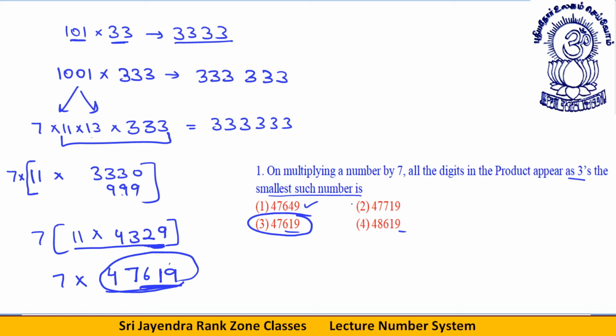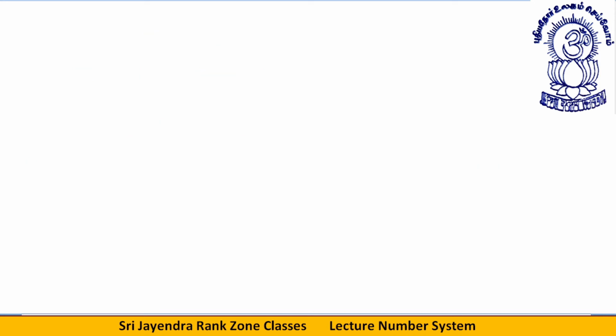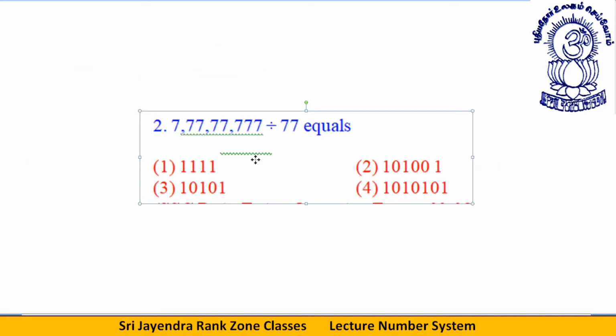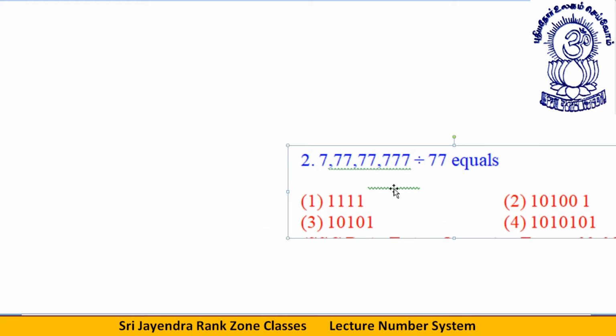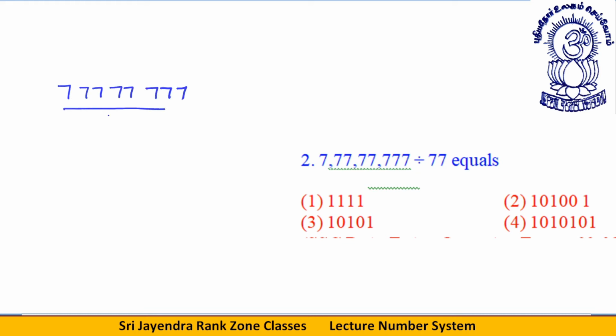Let's take the next question. This is also a very beautiful conceptual question. 7777777777 divided by 77. This will give you what? Look, we have this number divided by 77. I can say this is a pair of 77, one more pair, one more pair, one more pair. So we have 4 pairs.